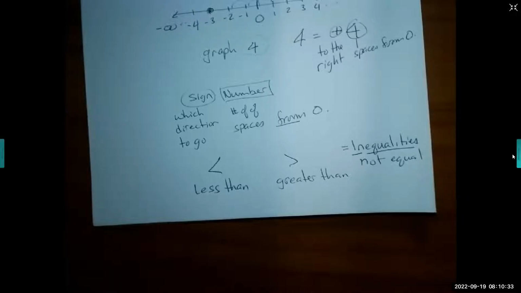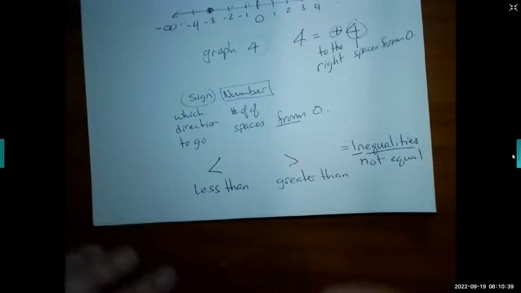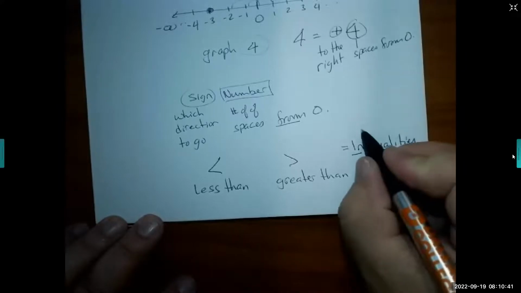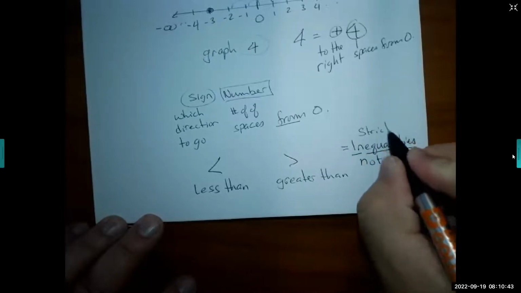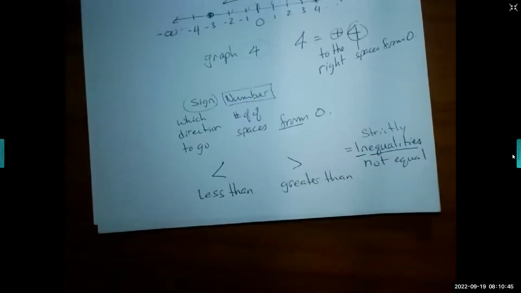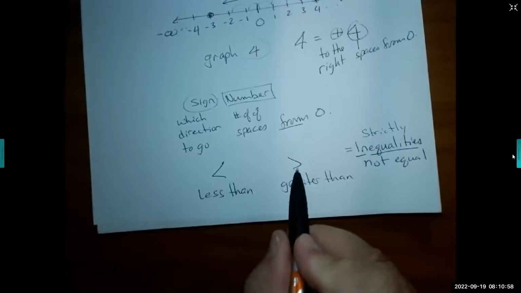And these are called strict inequalities because they cannot be equal. Now, why does it matter which direction it's pointing? Why is this less than and this greater than?